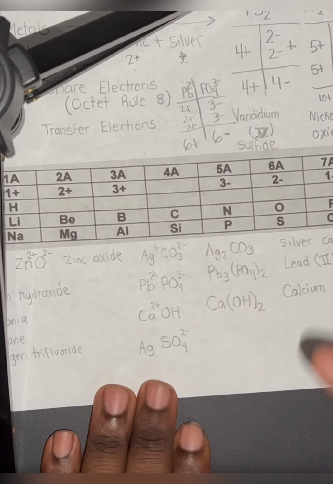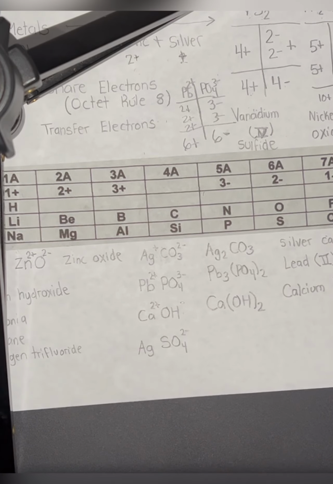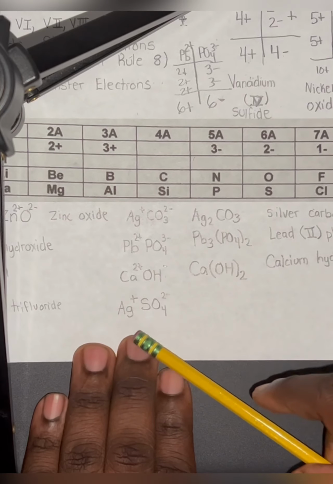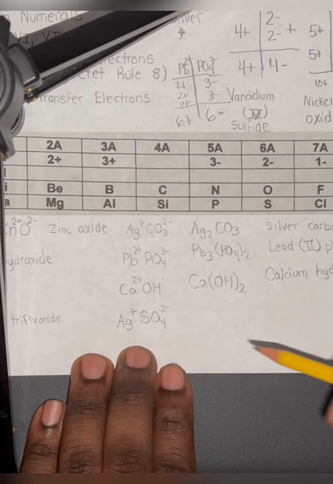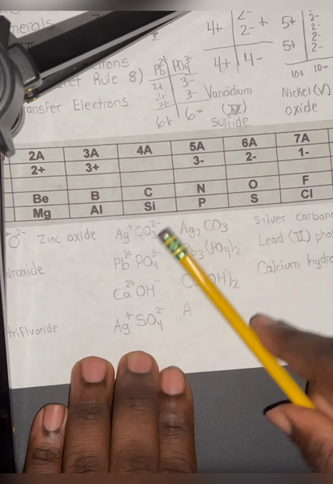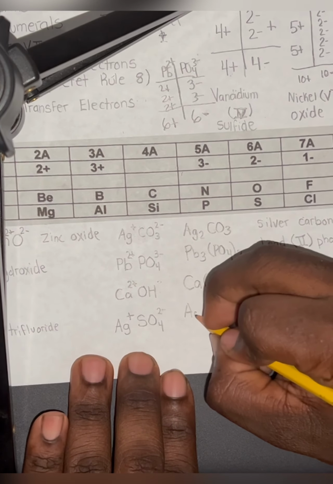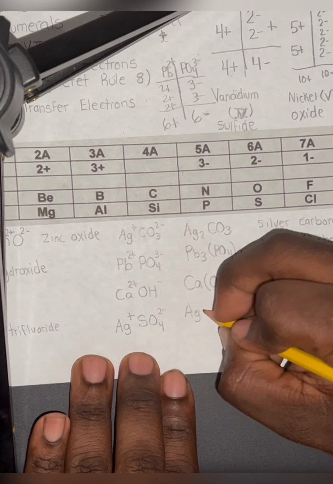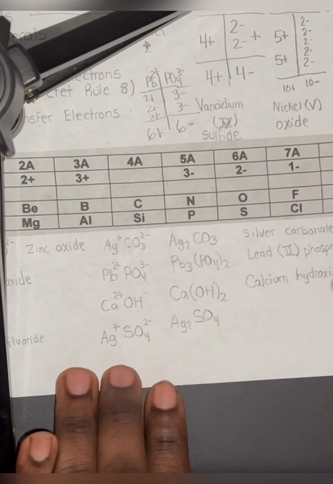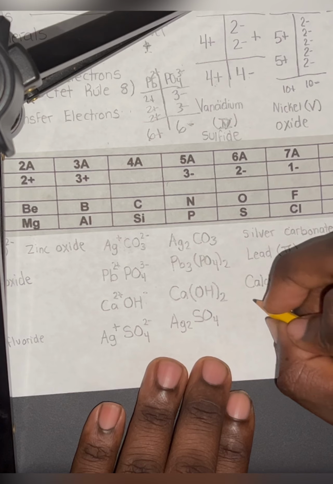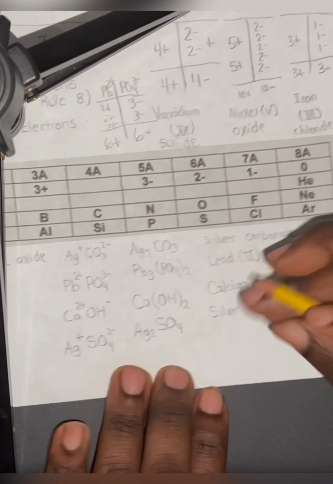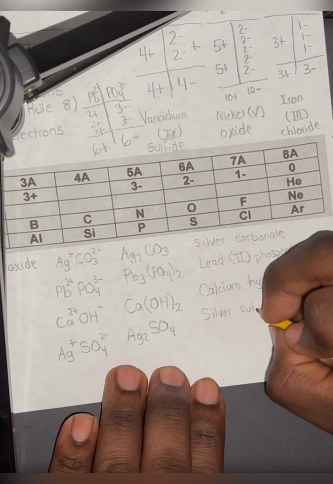All right, last one. So we got silver again. Remember, silver has a plus charge and it's SO4 2 minus. So again, I'm gonna need 2, it's just like the carbonate right here. I'm gonna need 2 silvers to balance with the sulfate. So it'd be Ag2SO4 and the name would be silver sulfate.